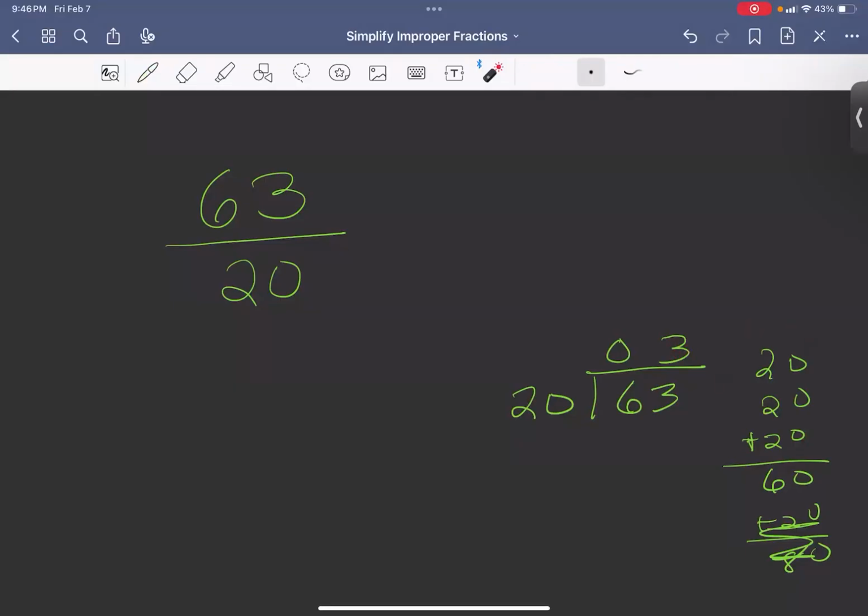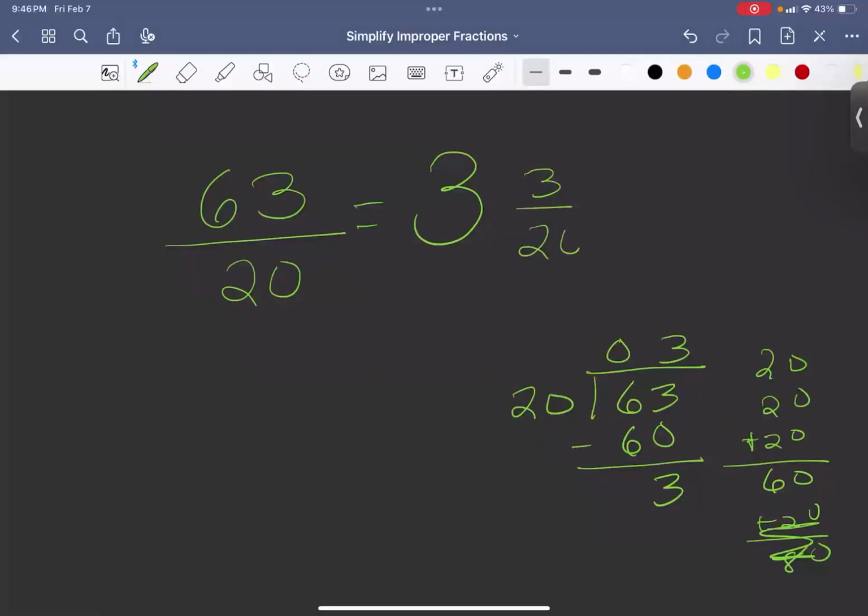3 times 20 is 60. So that leaves me with 3. So 20 goes into 63 3 times. There are 3 left over, and I keep the same denominator. The answer is 3 and 3 over 20.